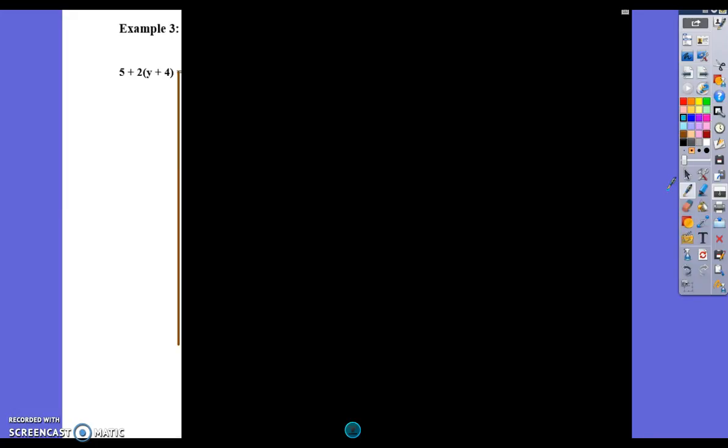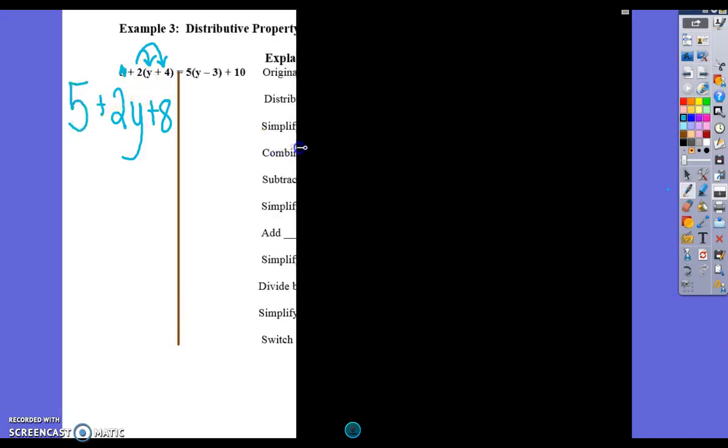All right, so multiplication, 2 and a parentheses is multiplication. Multiplication comes first. So I'm going to forget about this 5 for just a minute. What is 2 times y? 2y. What is 2 times 4? 8. Now I'm going to just bring my 5 down. And I'm going to rewrite everything over here that I see.